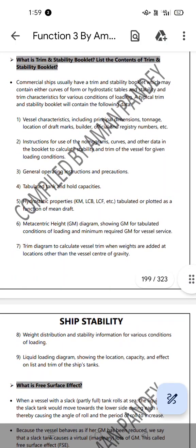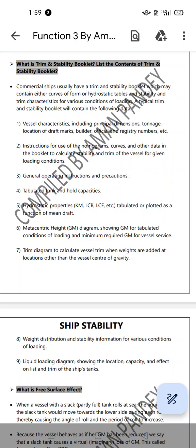What is a trim and stability booklet? Commercial ships usually have a trim and stability booklet which may contain either curves or hydrostatic tables, and book stability and trim characteristics for various conditions of loading. A typical trim and stability booklet has the following data: the vessel characteristics including principal dimensions, tonnage, locations, builder and officials.